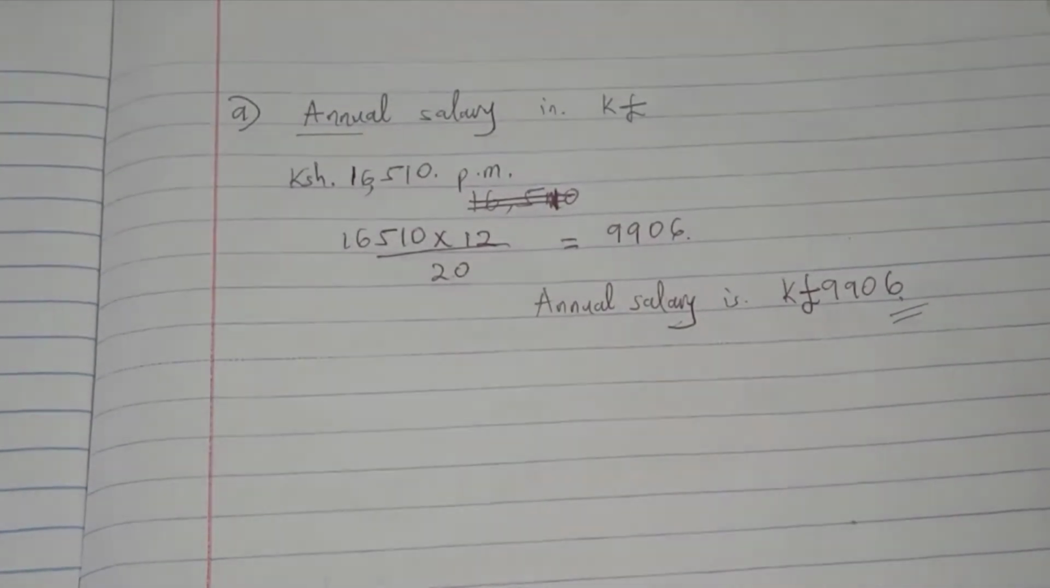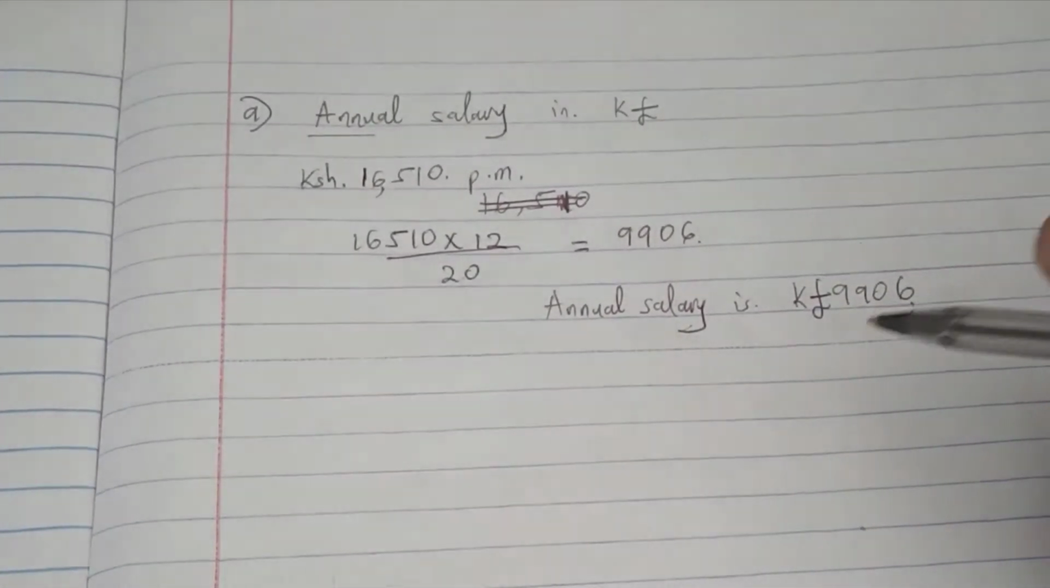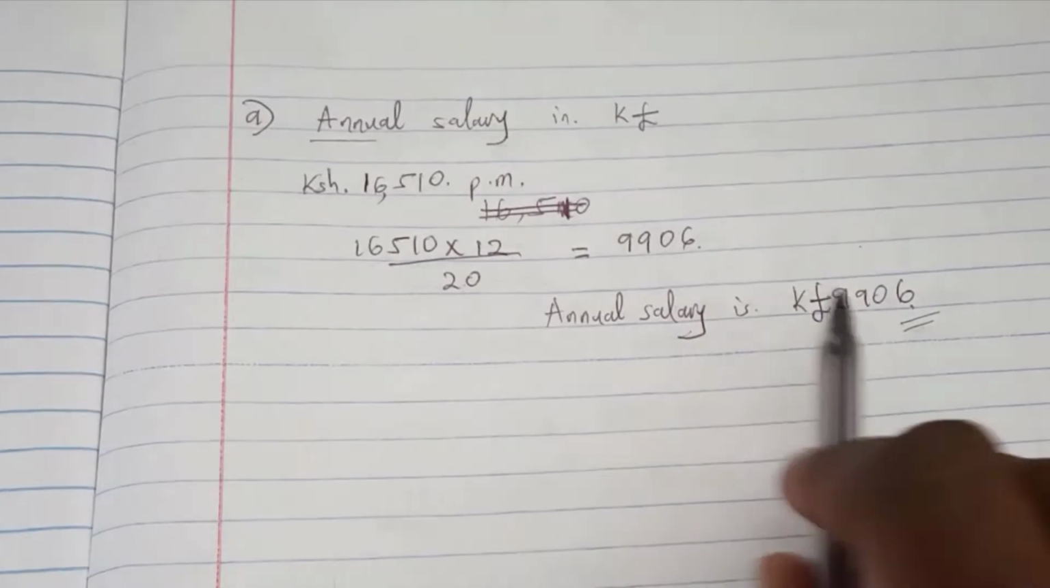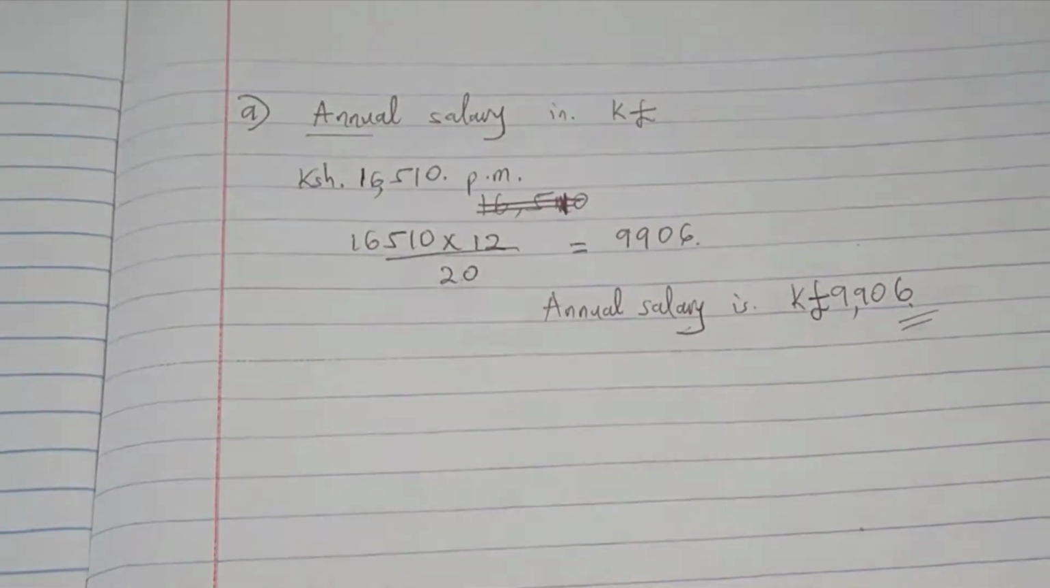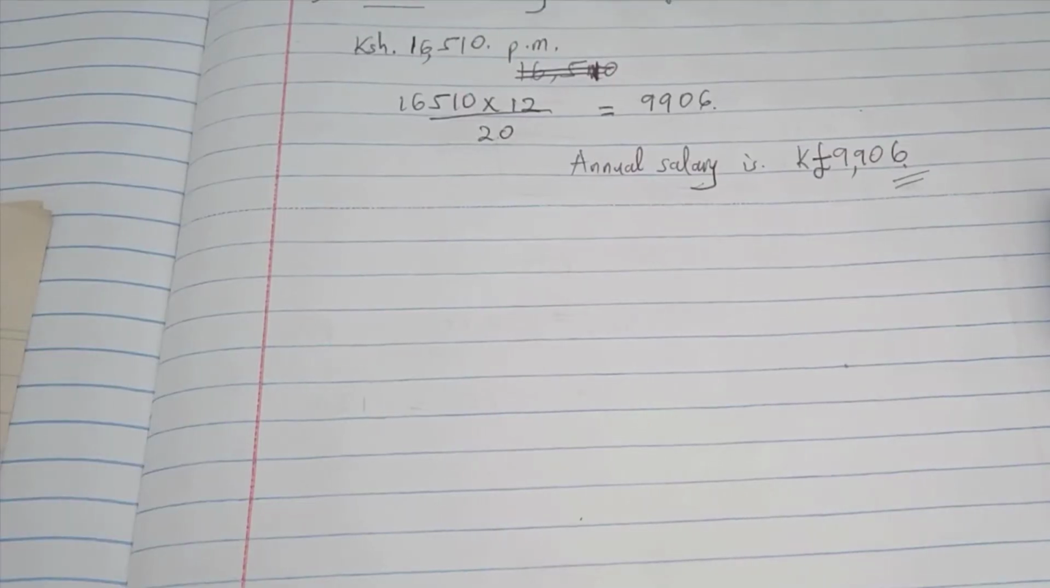Then after doing that, don't forget to divide by 20, and this will give you the annual. So this is Muhando's annual salary, and the annual salary is 9,906. Let's continue to part B, and in part B we will need this table.